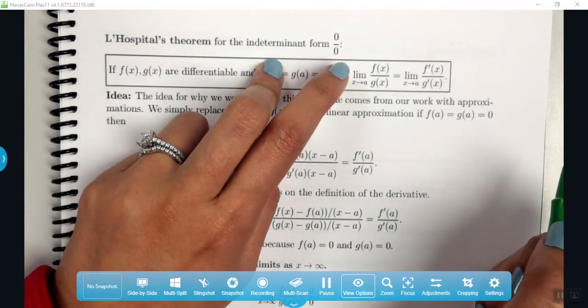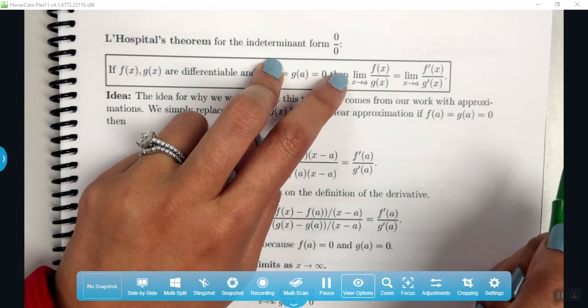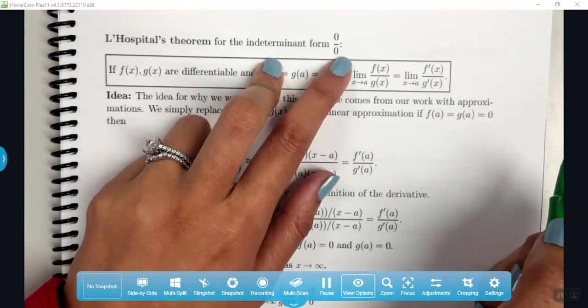Oh, the circumflex, if you were wondering. Circumflex? The little hat. Oh, circumflex is a hat.